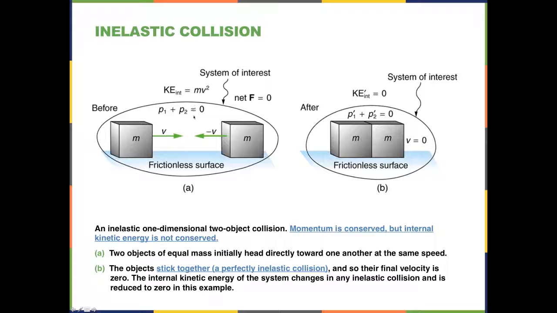The v's, because they're squared, this negative becomes a positive, and this turns into 0. And so the kinetic energy is not conserved, although the internal momentum is conserved. The objects stick together and their final velocity is 0. The internal kinetic energy changes from a positive amount to nothing.